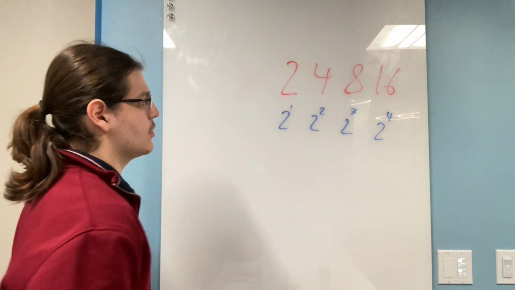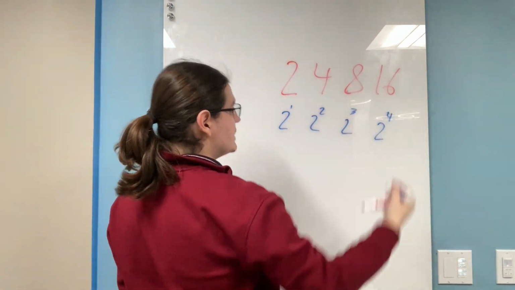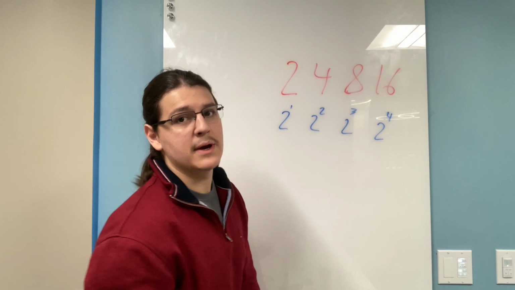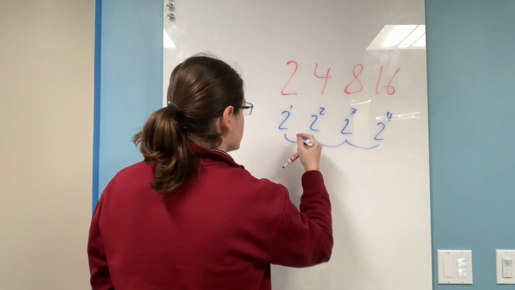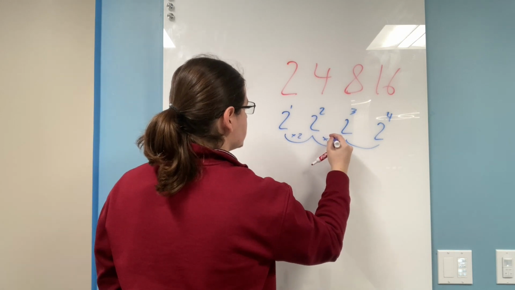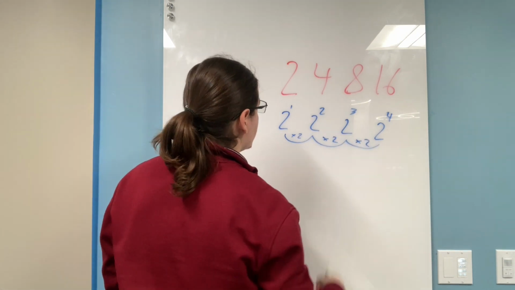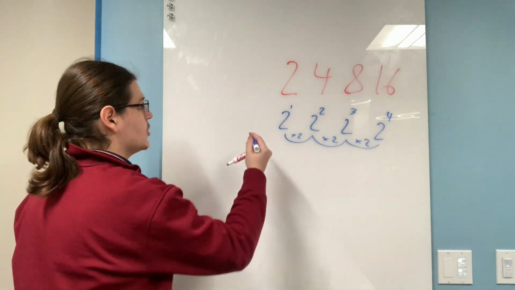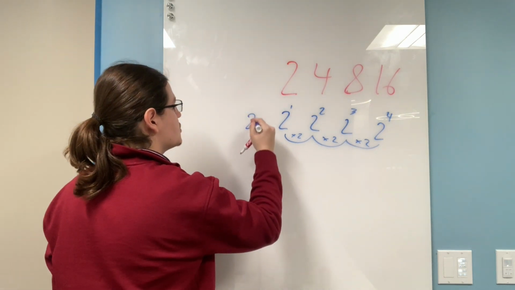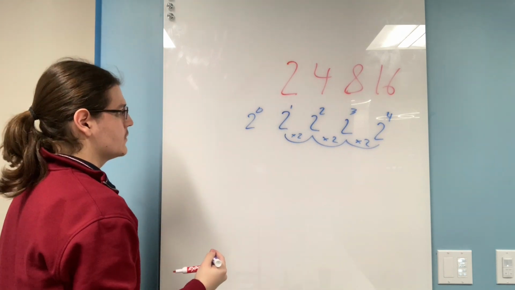Here we can observe that for every increase of 1 in the exponent, we're just multiplying by 2. Obviously, that's just what an exponent is. So from each one, we're multiplying by 2. Now, what if our exponent decreased instead? What if our exponent was 0, and we had 2 to the 0th power?